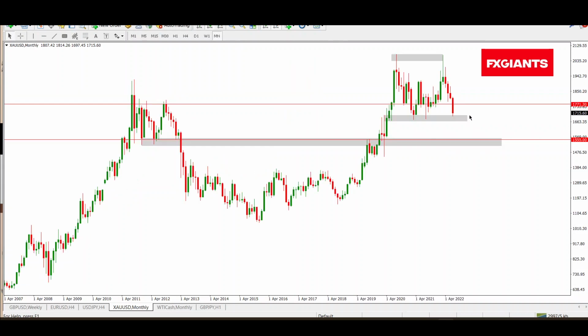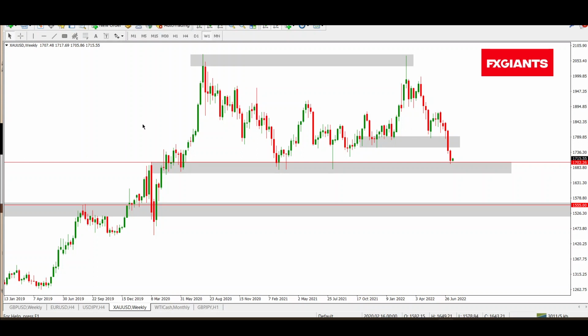Just as we can see around 1663.35, just a little bit above that, you can see that price has traded into a key zone. On the monthly time frame, still looking very bearish. Let's move to the weekly time frame to see.